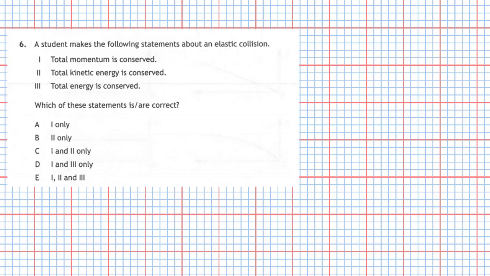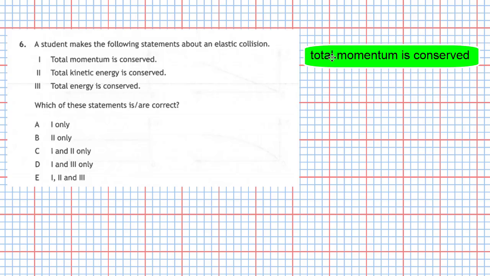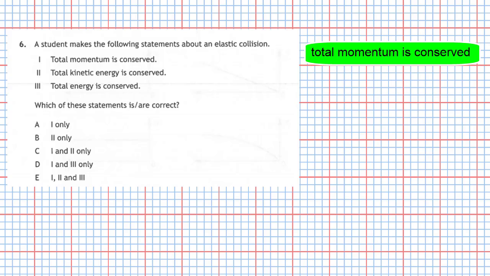Well, for an elastic collision, we know this. The total momentum is conserved. So the first one is correct. We also know for an elastic collision that the total kinetic energy before the collision and the total kinetic energy after the collision must be the same as well. So total kinetic energy is conserved as well. So far I've got 1 and 2.